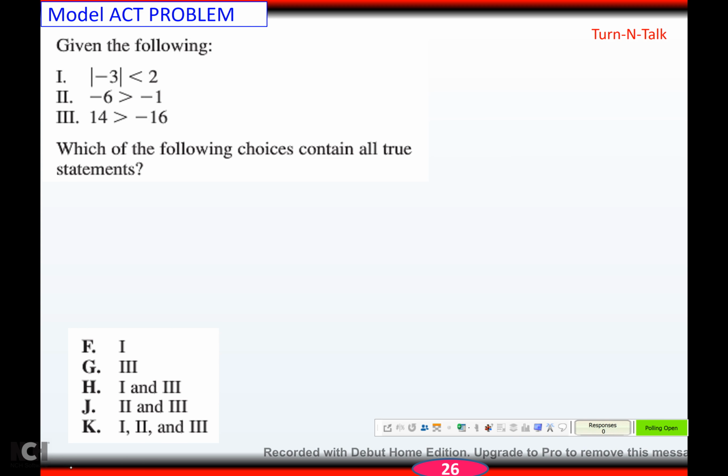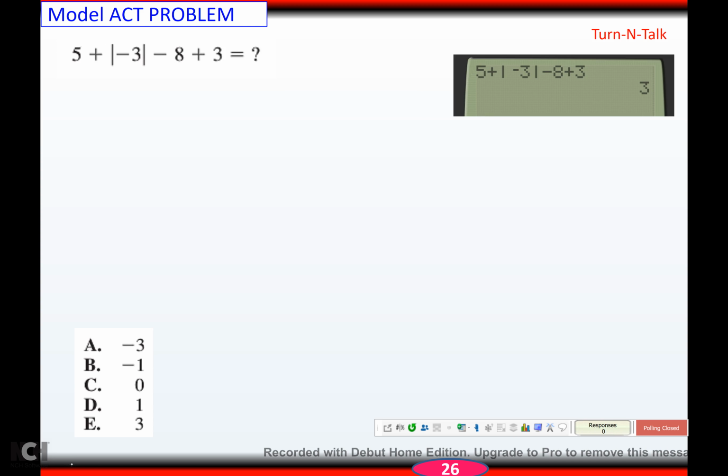Okay, try this one, hit pause, come back when you're ready. And hopefully you got 3. It says, which of the following choices contain all true statements? Well, the absolute value of negative 3 is 3. Less than 2, that's false. Negative 6 is bigger than negative 1, that's false. And when you're on the negative side, the biggest is really the smallest. 3 is true because a positive is always bigger than a negative. So the only one that's true is 3. Okay, oops. I guess that didn't really help with the answer up there.